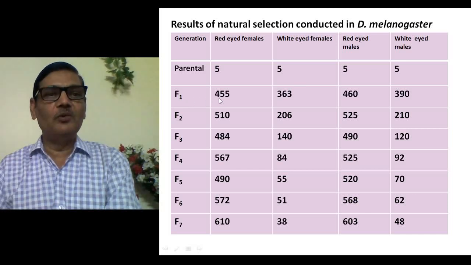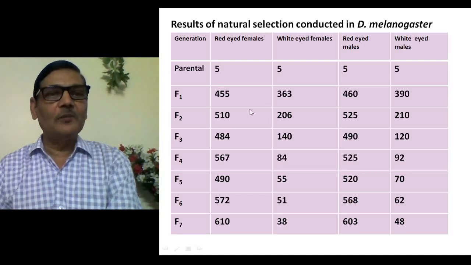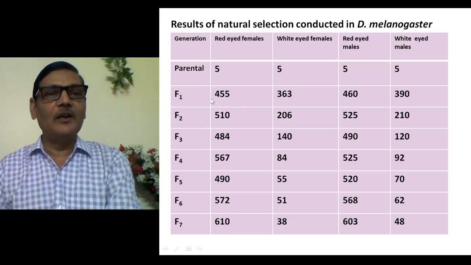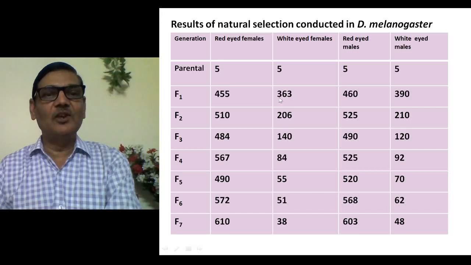So you have to count the F1 progeny with respect to their sex as well as phenotype. What we find is, suppose I have shown here some data, meaning such experiments have already been done, and based on the available data I am showing this entire experiment. Suppose in F1 you observe 455 flies being red-eyed females. So these are females and they are red-eyed. You observe 363 flies which are females but they are white-eyed.